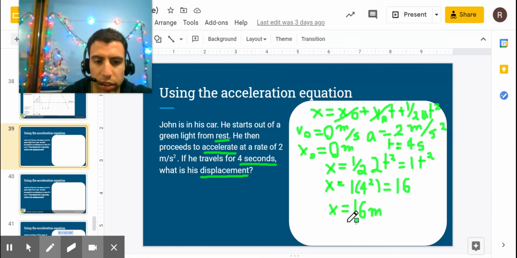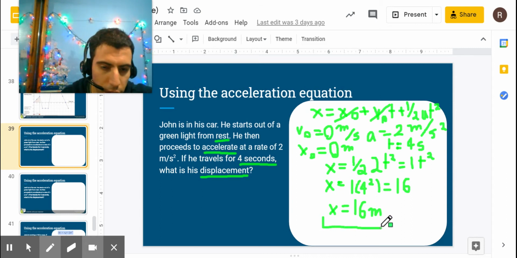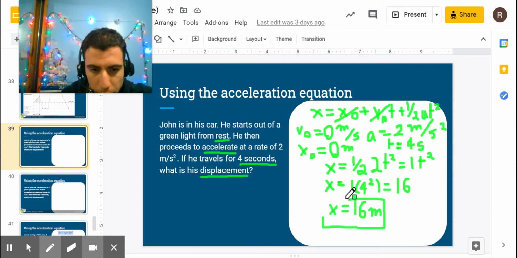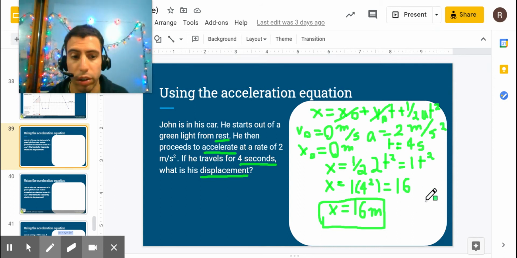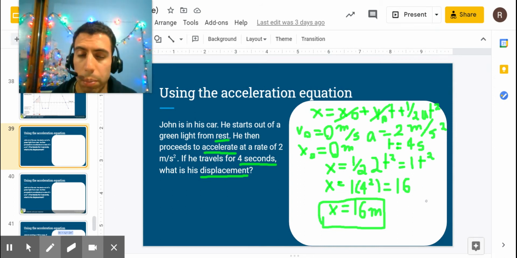And notice that is the use of that displacement equation, and you see that it works out pretty well. Because it's a polynomial, that squared is what makes it accelerate so fast, and it allows you to see the effects of acceleration within a movement such as this one. You notice he starts from 0, but he gets to 16 meters, which is pretty impressive in the span of 4 seconds.